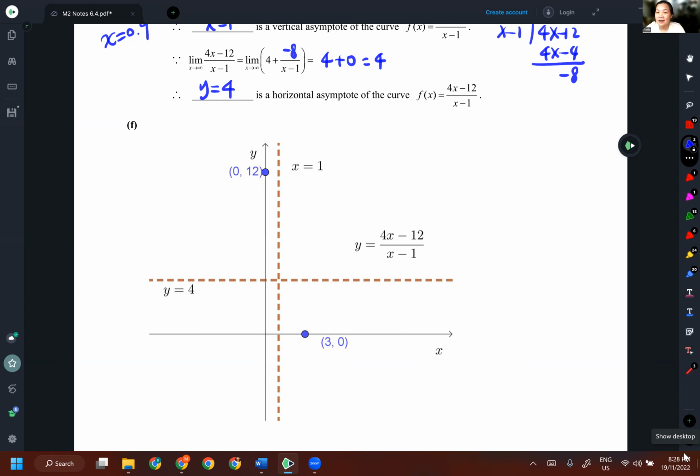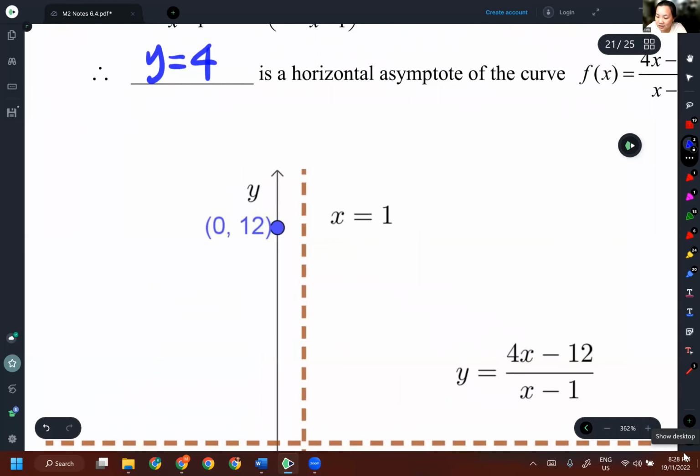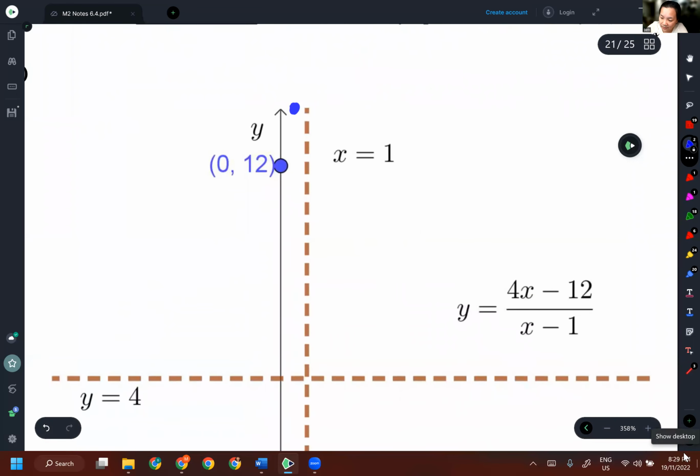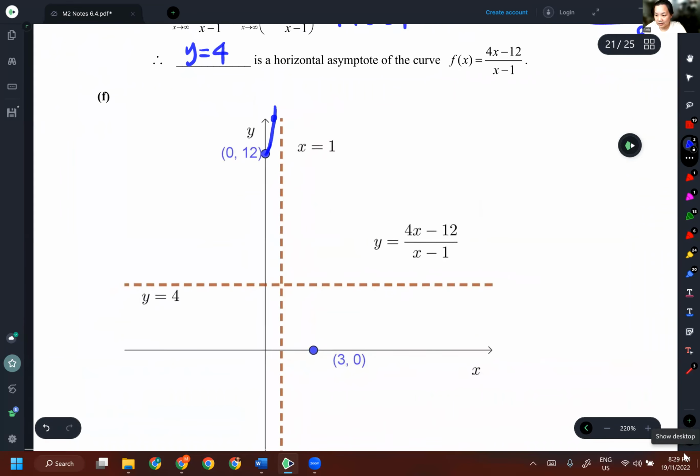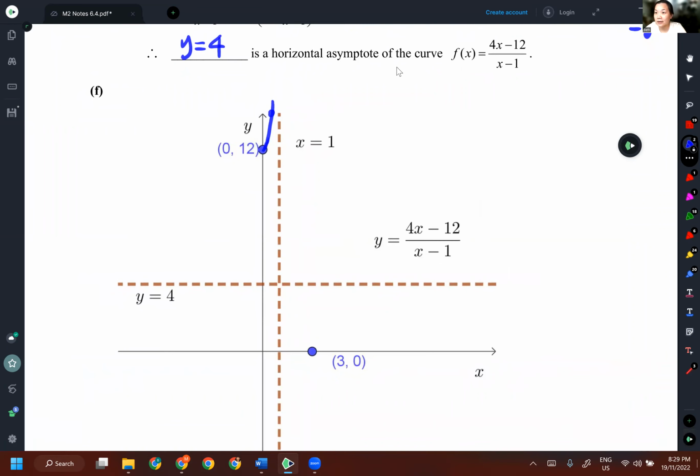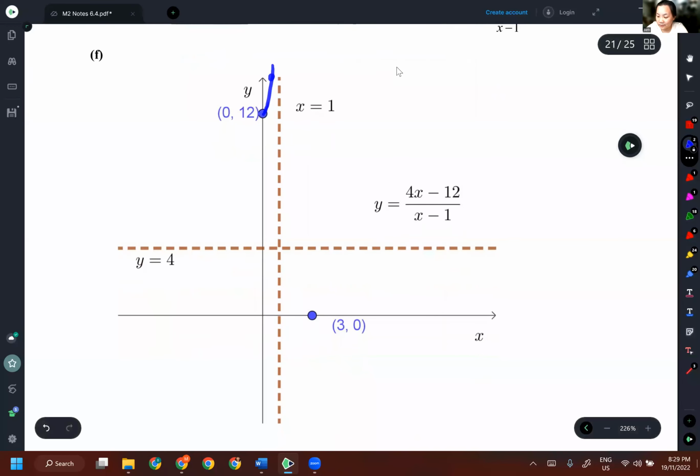First, we figure out at the left-hand side of x equals 1, it goes to infinity. So here I will plot a very high point. And then I will connect them like this. This side, because on the right-hand side of x equals 1, I also have negative infinity. So I will put a point very negative and close to x equals 1. And then I will connect this way.